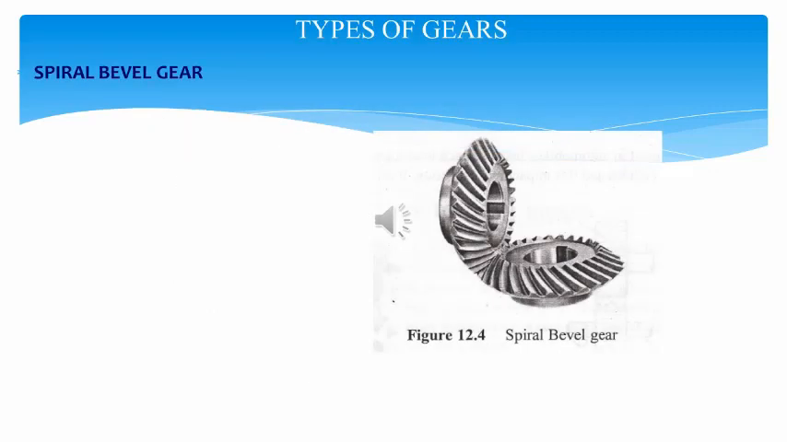The next is spiral bevel gear. You can see here. These are also at an angle perpendicular to each other, but the teeth are spherical. So the contact will not be a line contact, it will be a point contact in this case.